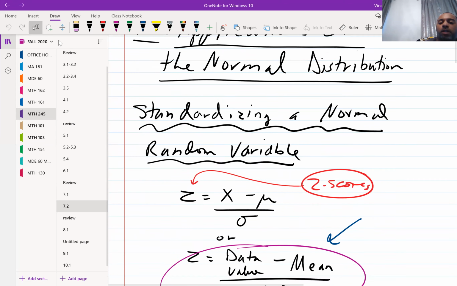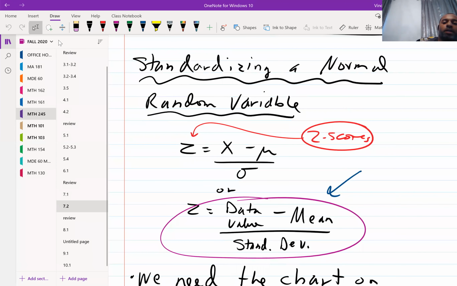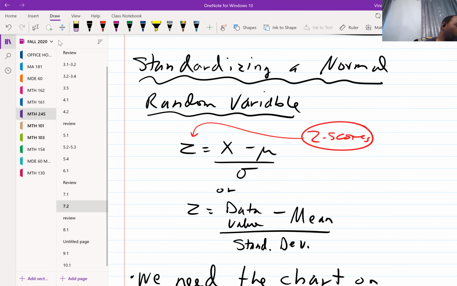All right. So your z-scores, remember that's the symbolism: x minus mu over sigma. But remember, all that means is that you're going to take your data value, subtract the mean, divide by the standard deviation. So that's always what you want to remember. You're taking your data value minus the mean, divided by the standard deviation. That will be your z-score.